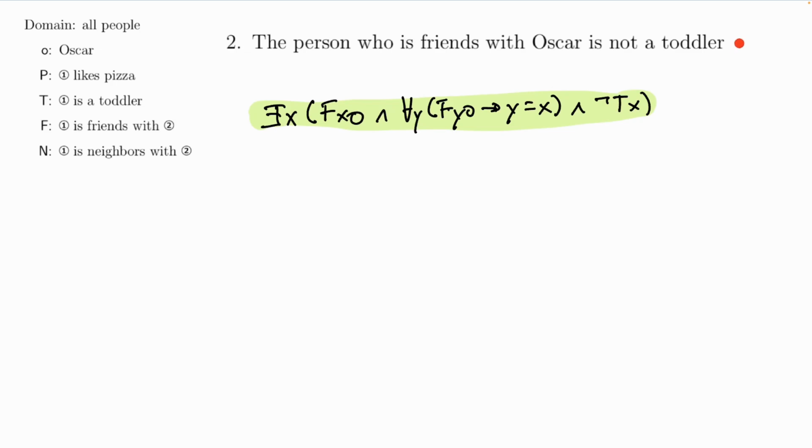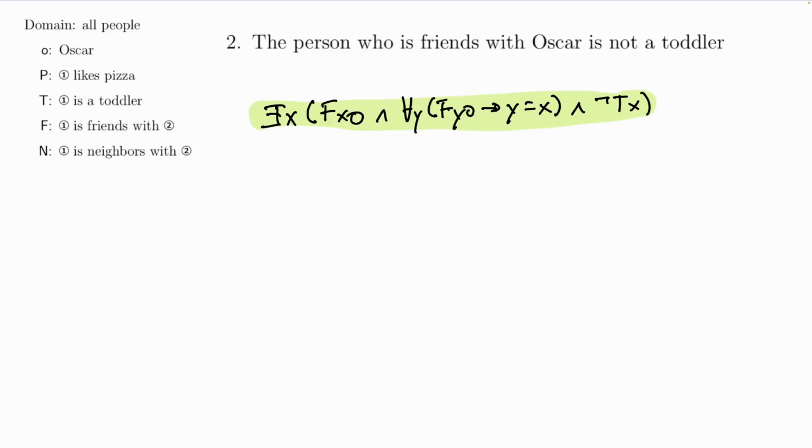Now, one last comment to make about statement 2 here. Some people would argue that it's ambiguous. We have this first reading here where the person who's making this statement is saying there is exactly one individual that's friends with Oscar. They agree with that. They're just denying that that person is a toddler.